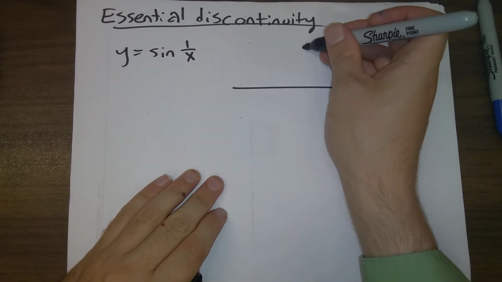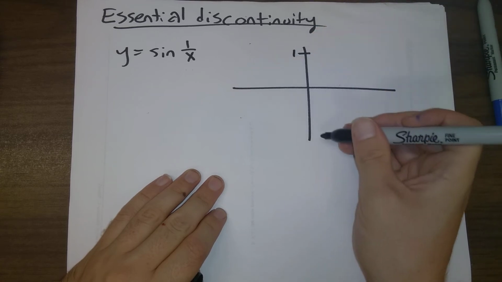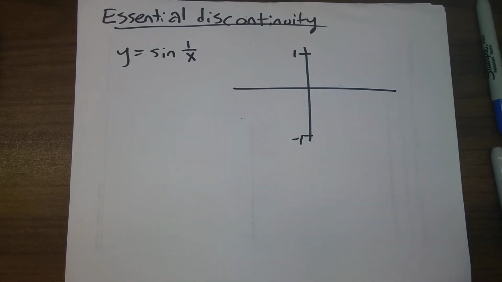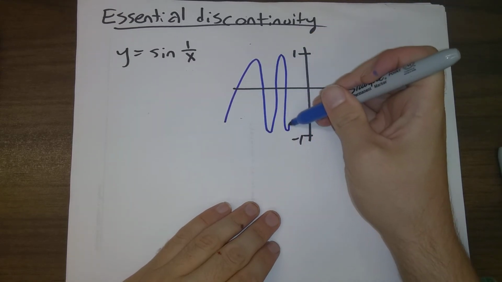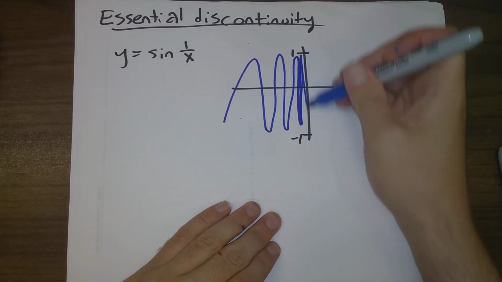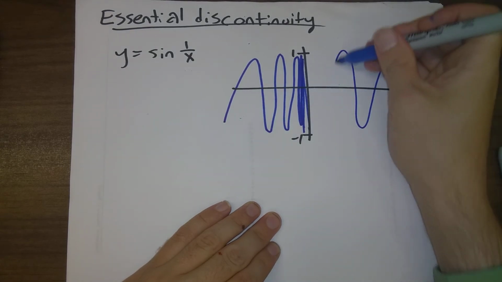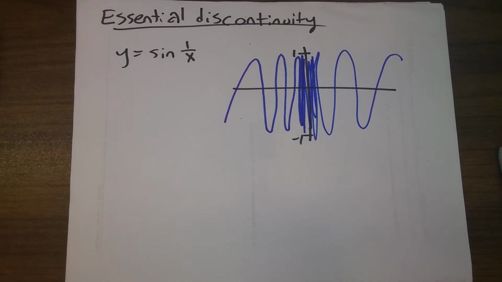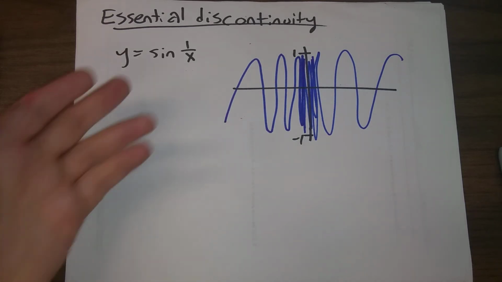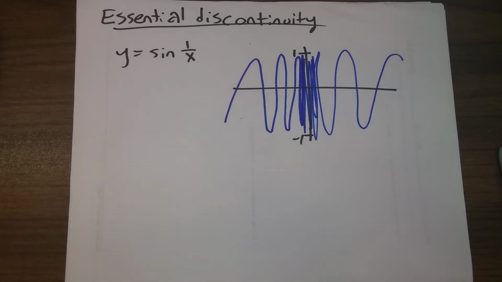Basically, sine of 1 over x is going to go between 1 and minus 1, and without really being careful about the scale here, it just starts looking like this. It just oscillates infinitely often as you get closer and closer to 0. This is really, really messy. The limits don't exist for this function as you get close to 0. This is what we call an essential discontinuity.